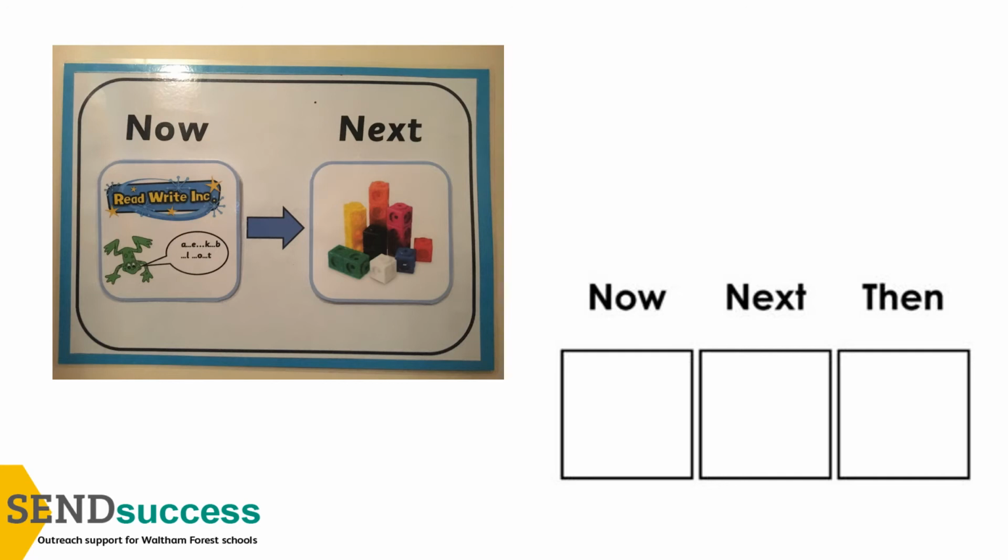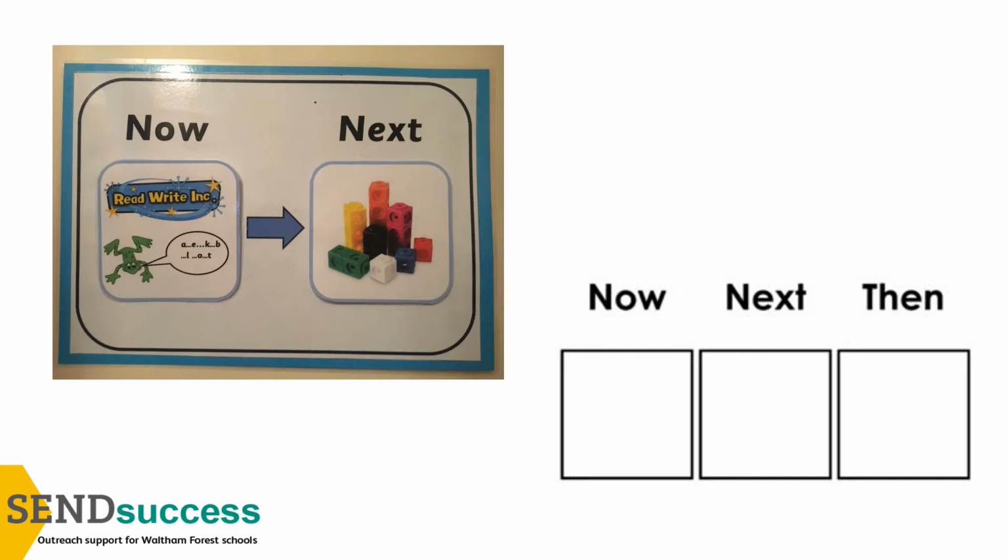Not understanding when they're going to have access to the things that they like, to choosing time or to special interests, can be inherently quite stressful for autistic children and young people. So a now and next board can be really helpful at showing them when this is going to happen.